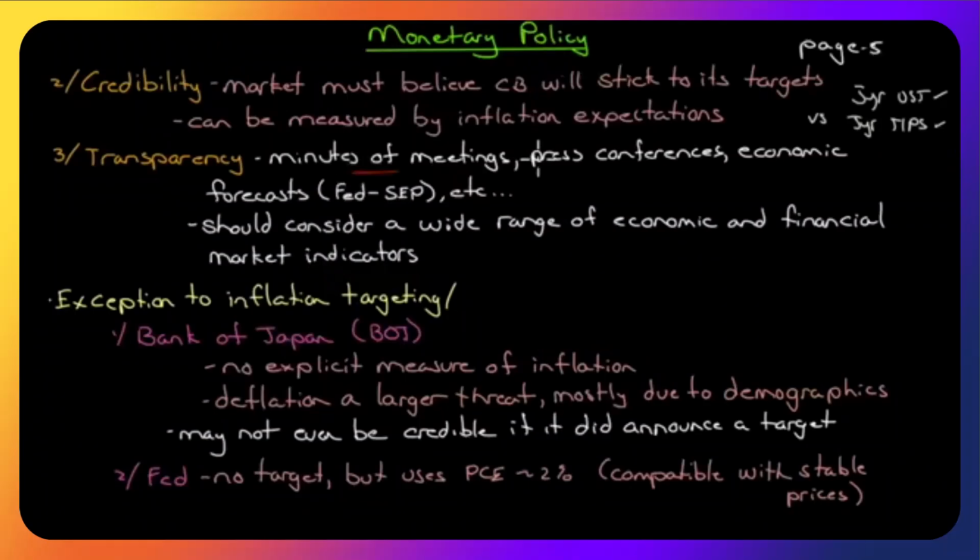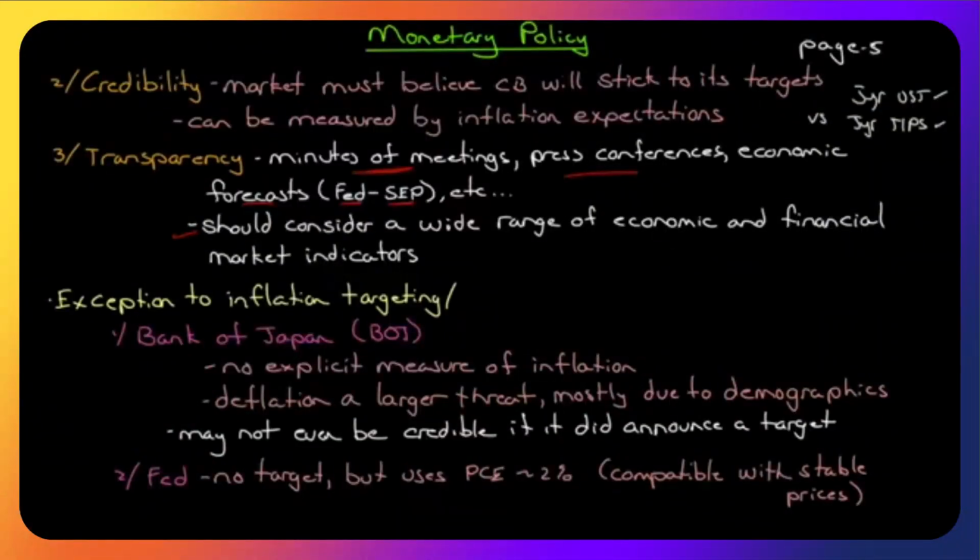Transparency. The minutes of the meetings, press conferences, economic forecasts. For example, the Fed produces something called the SEP, the Summary of Economic Projections. It does this every second central bank meeting. And when we're looking at the minutes of the meeting, we should see that the Fed or the central bank considers a wide range of economic and financial market indicators.